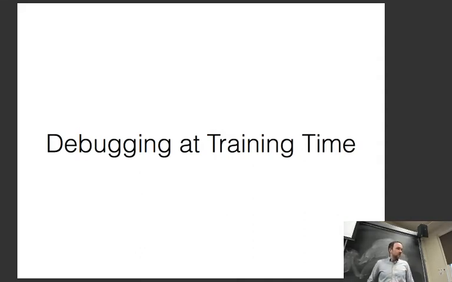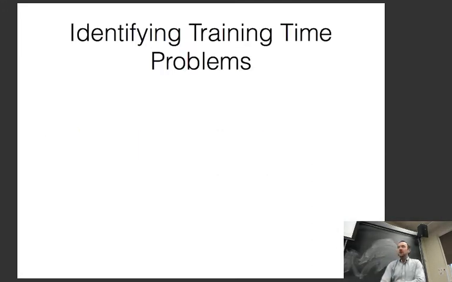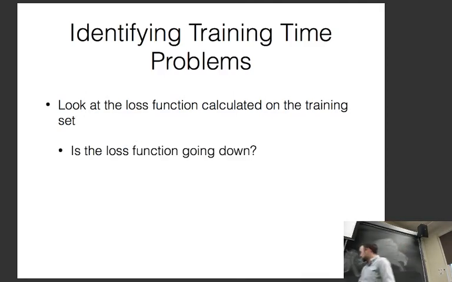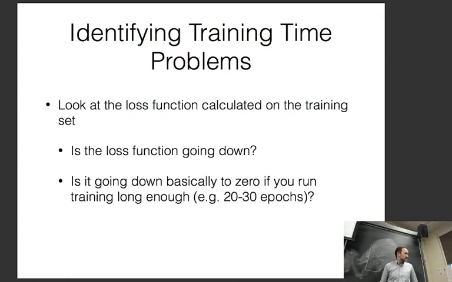Okay. So let's first talk about debugging at training time. In order to identify training time problems, how do we tell that our model is not training properly? Basically, you can look at the loss function calculated on the training set. Is the loss function going down? Do you have a nice curve for your loss function that looks like this? Also, is it going down basically to 0 if you let training go along long enough?